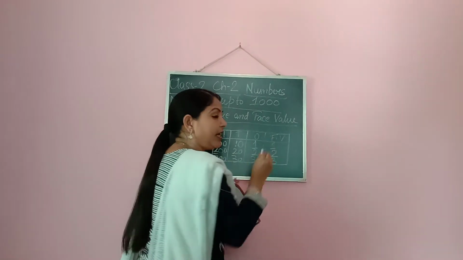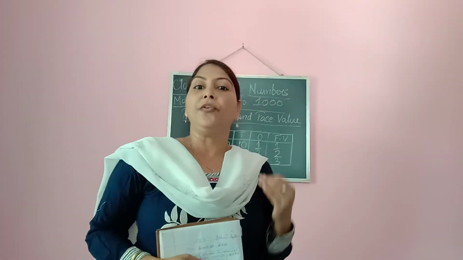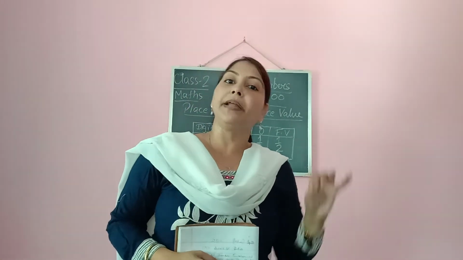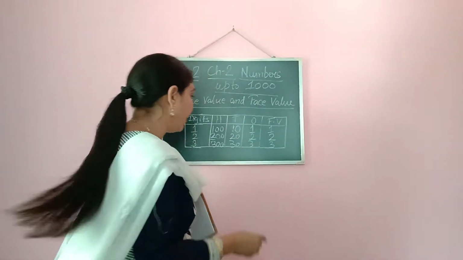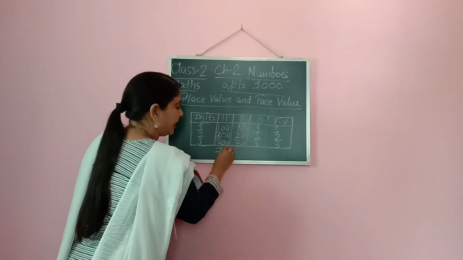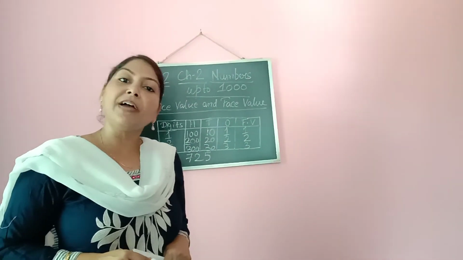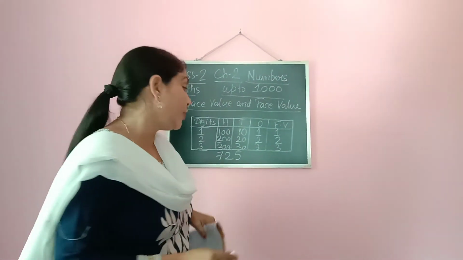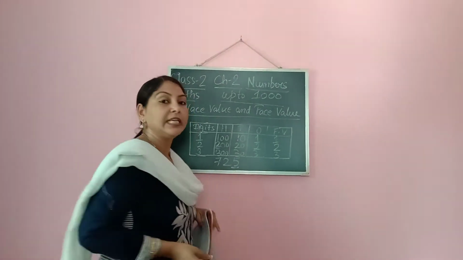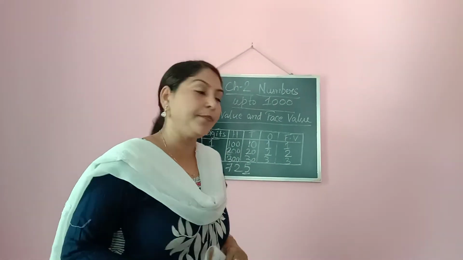That means what have we learned? What is face value? Face value is the number itself. Okay. Like for example, I gave you one number, this is 725. Now if I ask you what is the face value of 5 in this number, what will you say? 5.